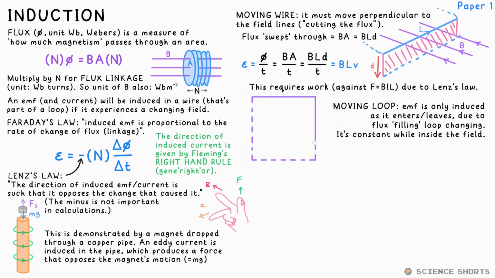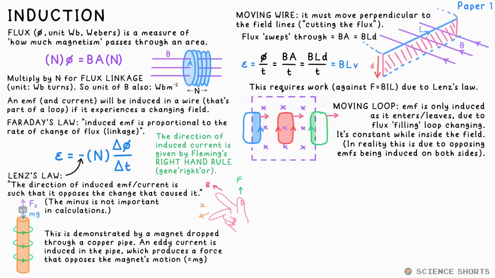If a loop of wire enters a magnetic field, an EMF will be induced as it enters and leaves. While it's inside, the EMF is zero. Now, there are two ways of looking at this. One way is saying that the flux filling up the loop or coil is changing as it enters or leaves. But this stays constant while it's inside, even though it's moving. So therefore, no EMF while it's completely inside the field.